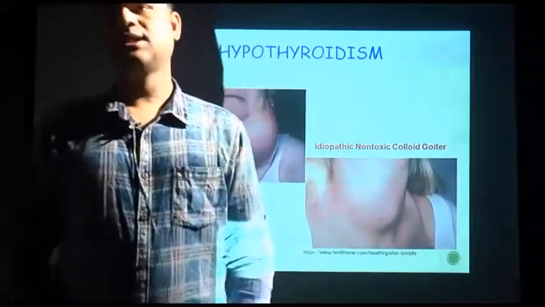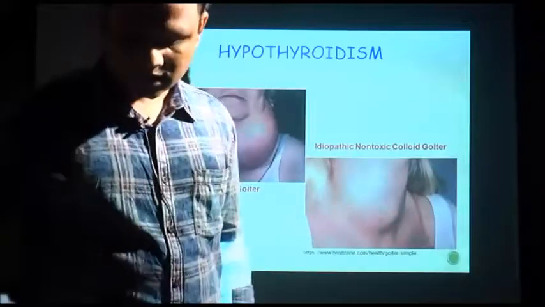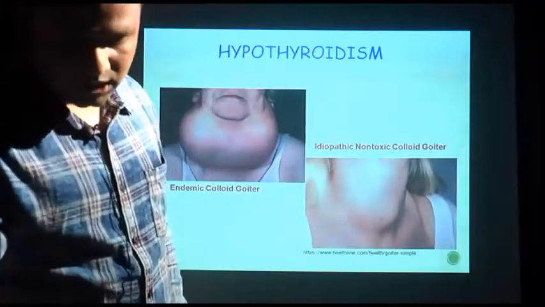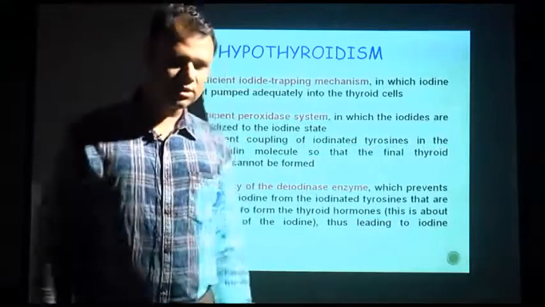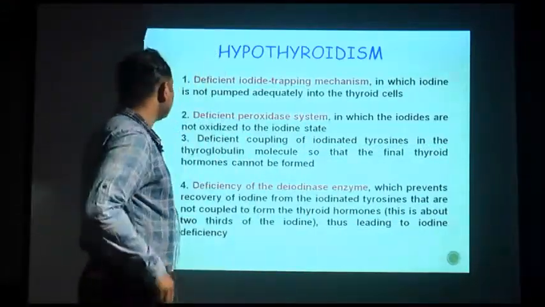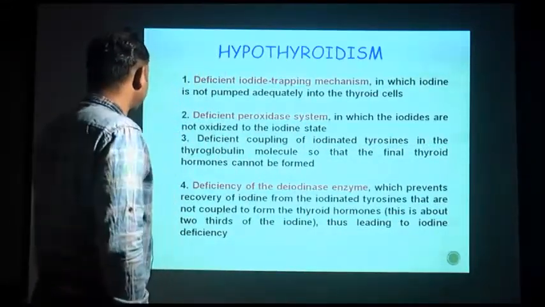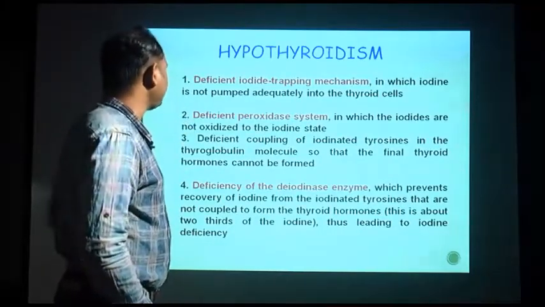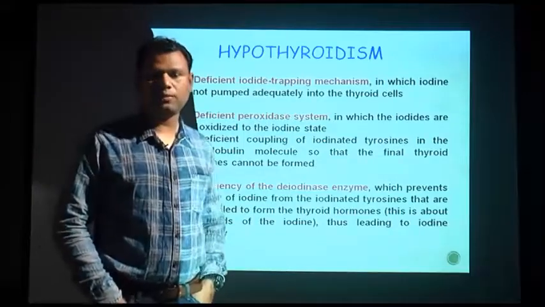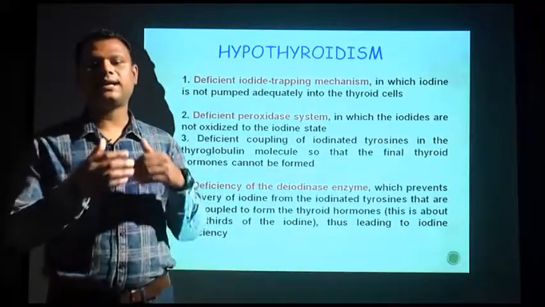So there is always intake of medicines or external thyroxine hormones required in this kind of disorder. So let us see hypothyroidism and its effects, consequences. There are four mechanisms. One is a deficient iodine trapping mechanism.